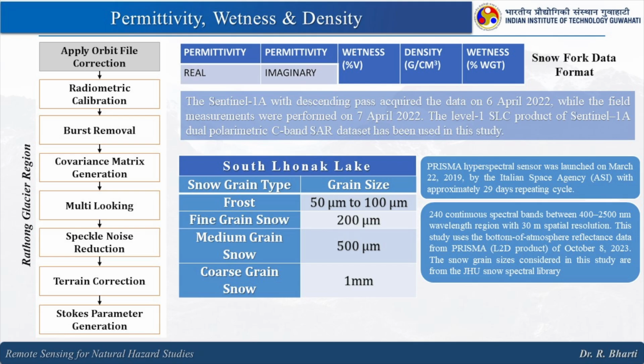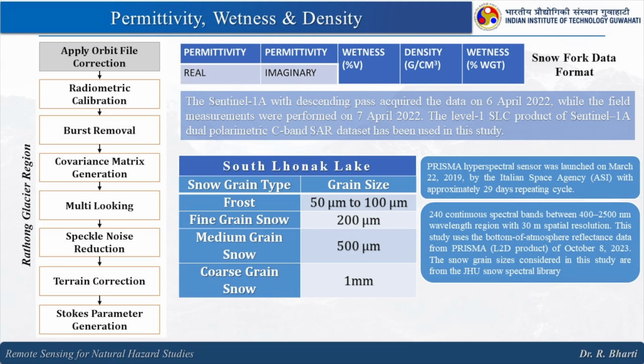wetness, density. Here you can see the SnowFork data format. So, we have a SnowFork instrument which can measure the wetness, density and the permittivity in the field. The Sentinel-1A with descending pass acquired the data on 6th April 2022, while for the field measurements we visited that area on 7th April 2022. So, there is a 1 day gap because it is very difficult to match the time on these rough terrains.